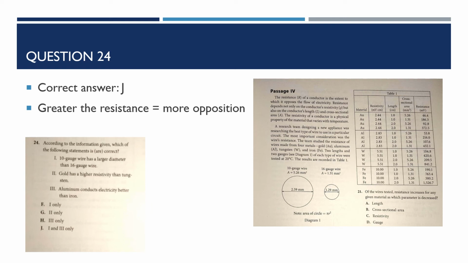Greater resistance, more opposition. So once we've got those concepts down, looking at diagram 1 to learn about diameters and gauge, and then learning about resistance and conductivity, we can figure out that the correct answer is J. So make sure your child eliminates answer choices. As soon as he or she finds out, oh, 2 is not right, then eliminate all of the answer choices with 2 in there and go from there.